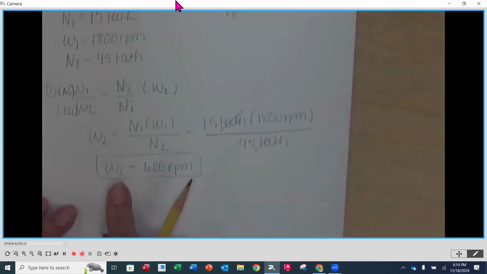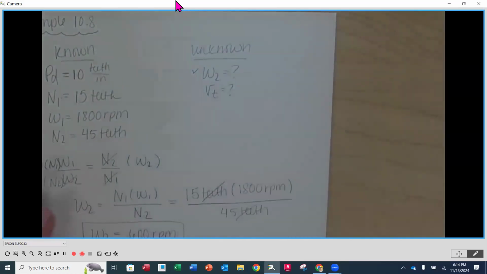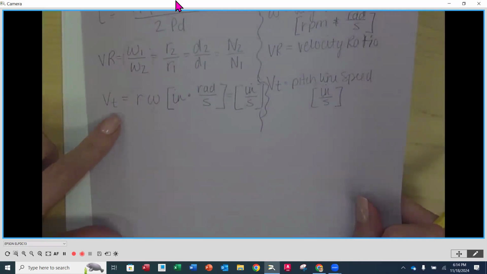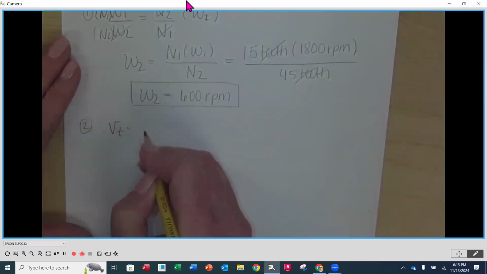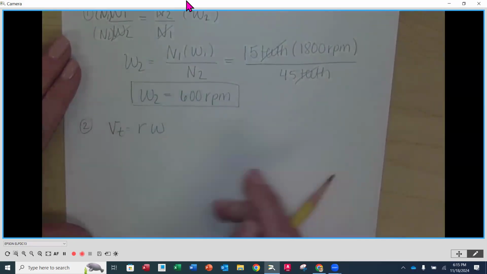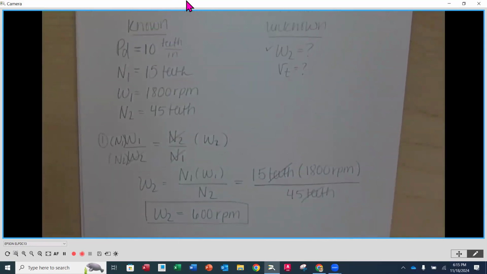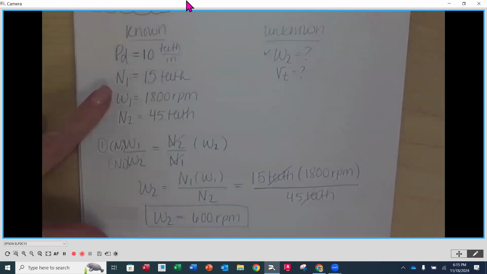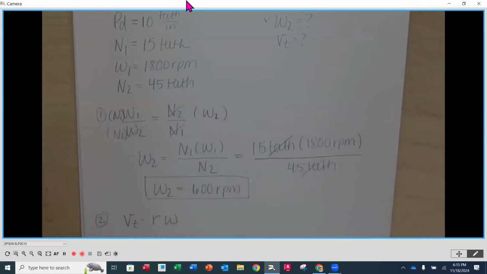All right, so now that we have our angular velocity 2, we should be able to find the straight line or the pitch line velocity, and that's going to be this equation. So number 2 is going to be VT is equal to R times W. Now this is where we want to pick. Do we want to use W1 or W2? It doesn't really matter, okay? So in this case, W1 was a given variable. It's always good to try to use as much original information as possible.